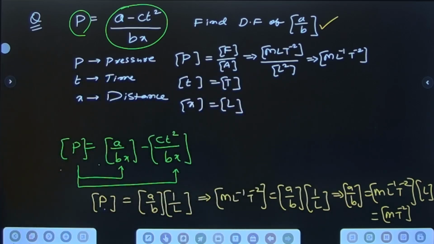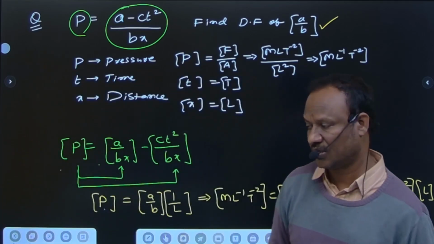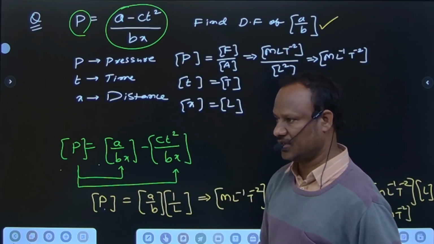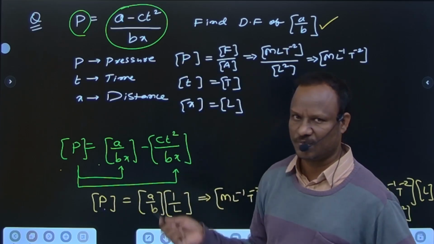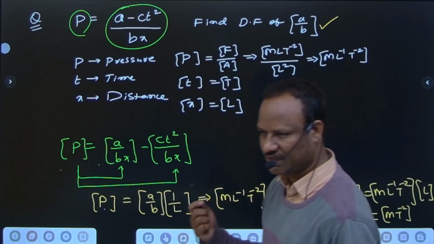So what is the dimension formula of A by B? That is the first one. Next is the principle of homogeneity, just the basic relation. The physical quantities of the same dimension formula can be added, subtracted. Next one is about being equated.